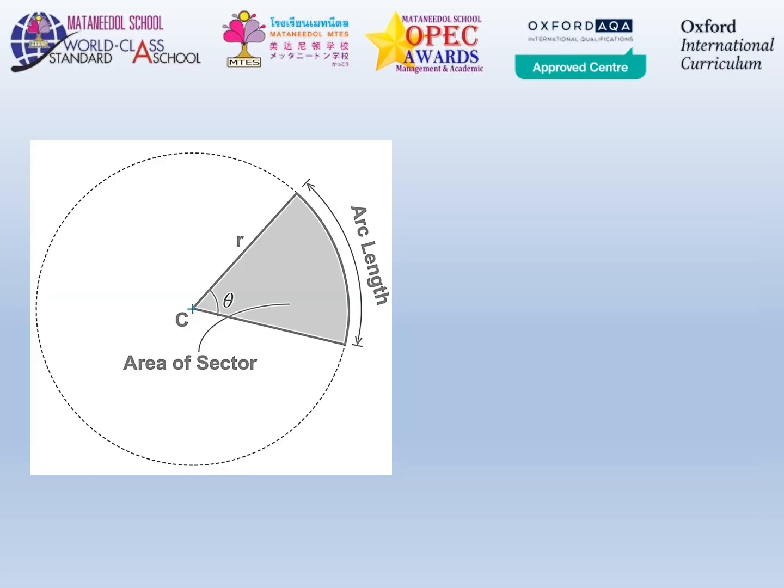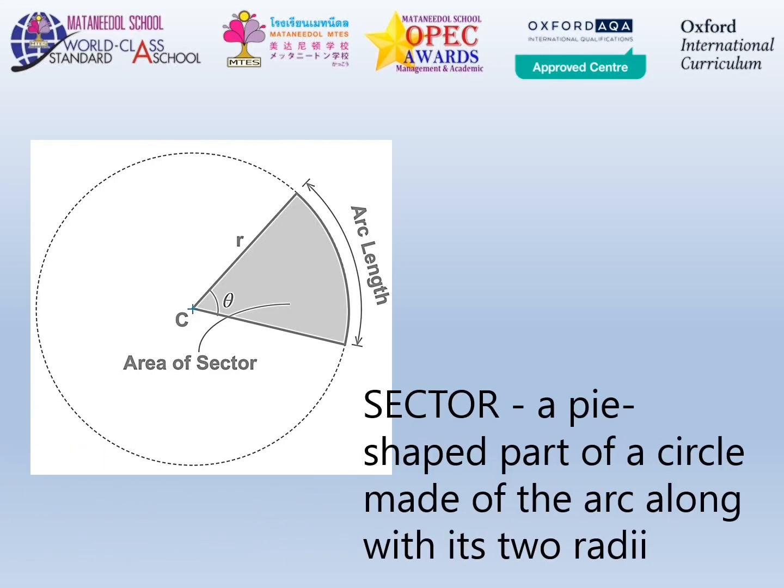Let's start with the definition of a sector. A sector is a pie-shaped part of a circle. It is formed by an arc, which is a portion of the circle's circumference, and two radii that connect the ends of the arc to the circle's center. Think of it as a slice of a pizza or a pie.